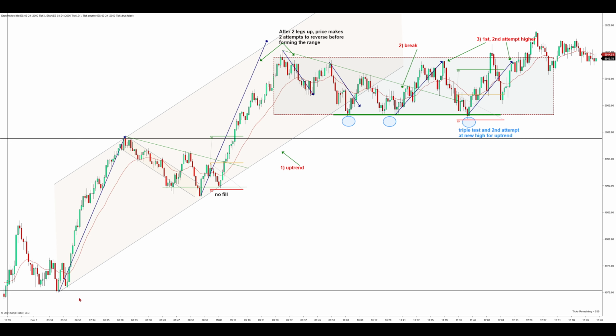But right after these two legs up, so this is an uptrend playing out. We have uptrend, break, new high. As soon as we get that, we immediately have two attempts to reverse. Now, we didn't fully reverse. We only had these two attempts stopping at that measured move before going sideways.